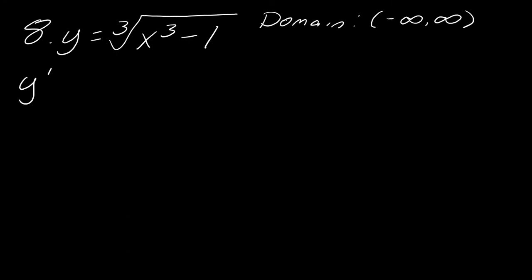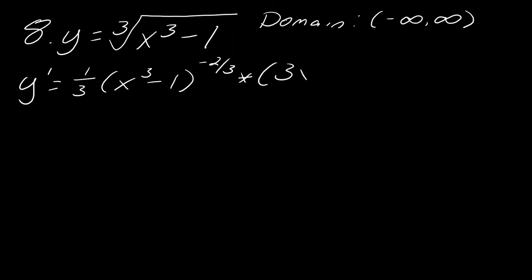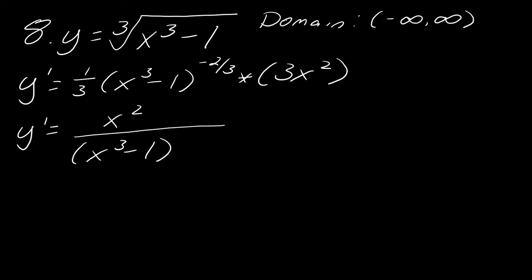Okay, so let's start by finding y prime. I've got to use the chain rule here. So this will be 1/3 times x cubed minus 1 to the negative 2/3, all of that times the derivative of the inside, which will be 3x squared. Now I just want to simplify this as much as I can. So this will become x squared over x cubed minus 1 to the 2/3. And now, looking at this, where will this equal 0 and where will this not exist?